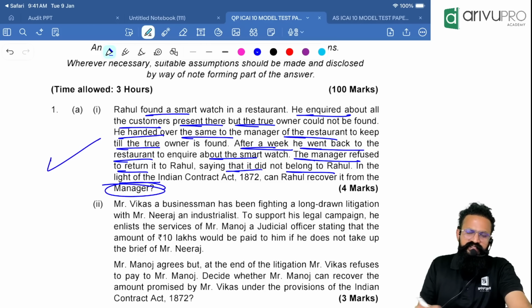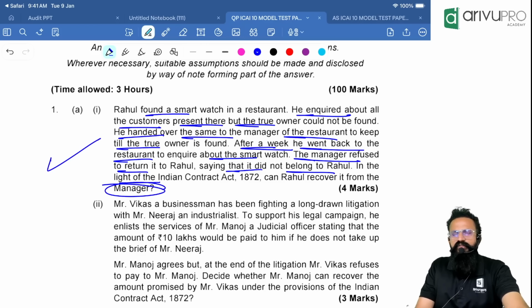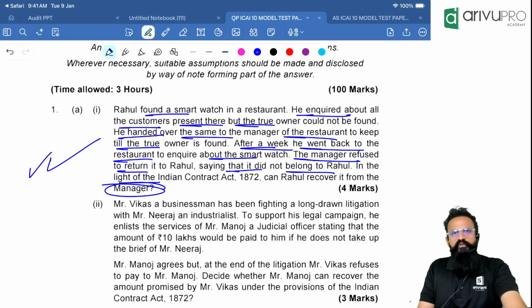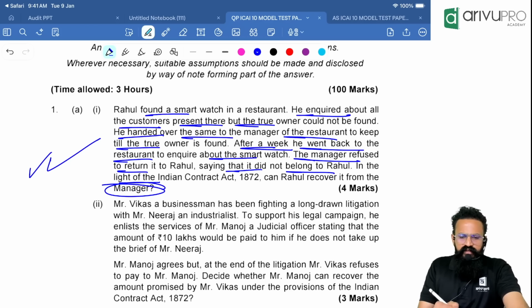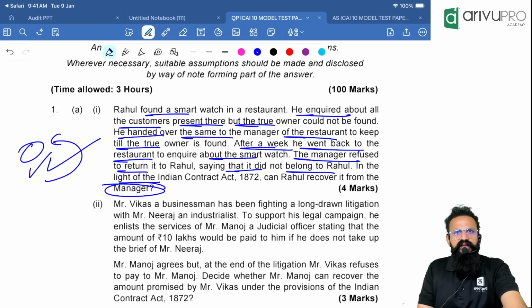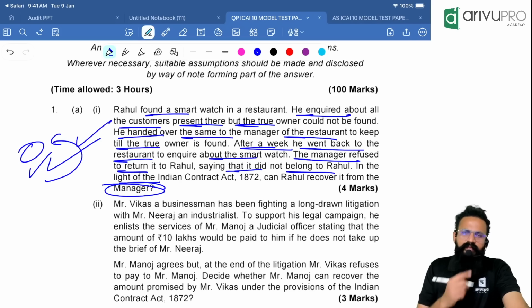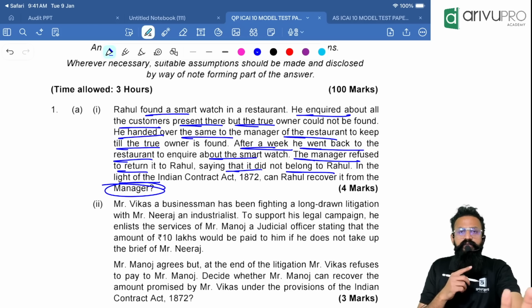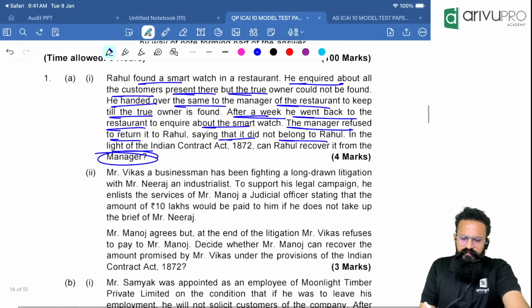Answer is yes. Why? Remember, in the case of goods which is lost, the finder of the lost goods will become the owner of the goods until the true owner is found, provided whoever is the person who had the goods in possession, I will pay him whatever are the necessary charges I need to pay. After that, people, I will be considered as owner of the goods. So in this case, Rahul can recover the smartwatch. You can quote a case law also here, that is Hollins versus Fowler.